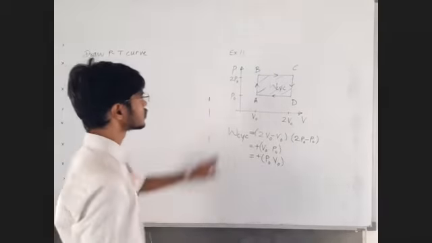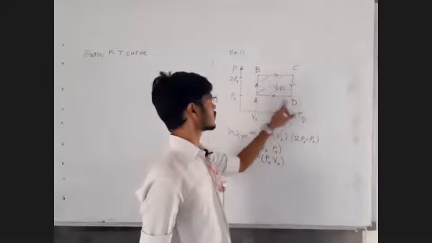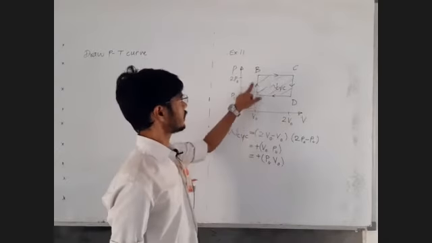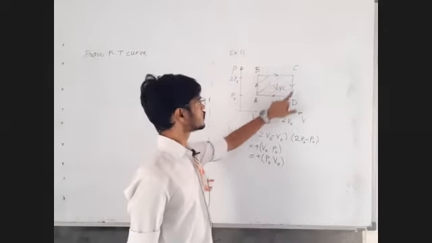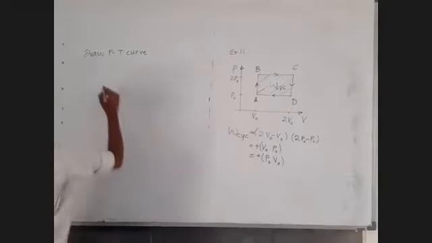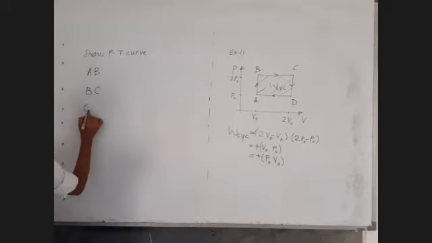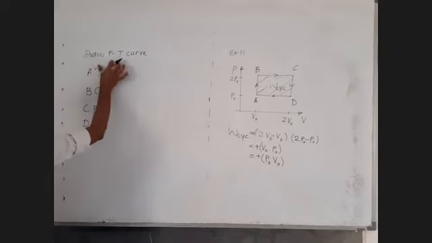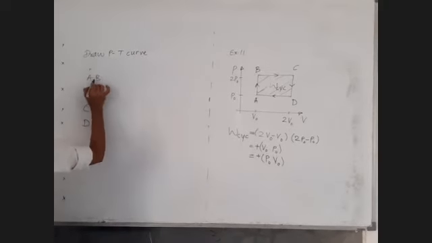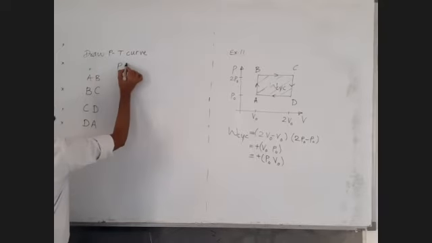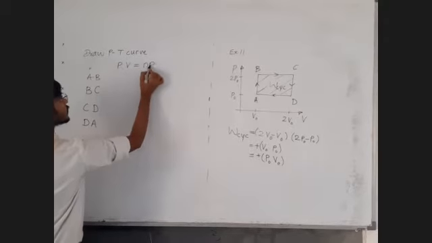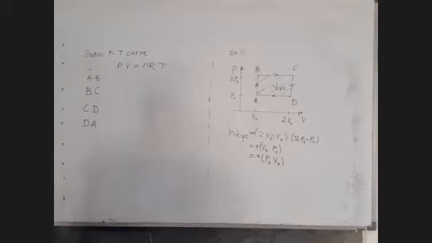Understand that method. This total cyclic process can be divided into parts: A to B, B to C, C to D, and D to A. So write down process AB, BC, then CD, then DA. So this is our cyclic process. Try to understand the method. Then here we will write PV is equal to nRT.